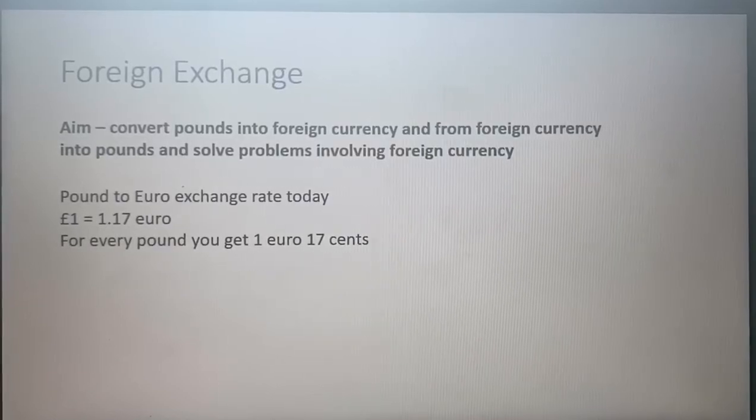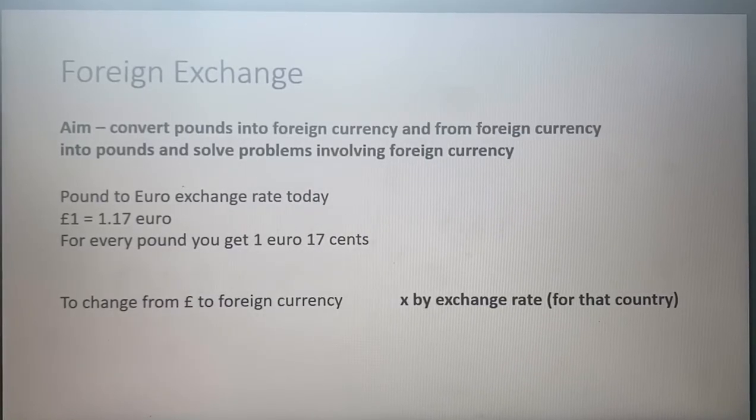In other words, to exchange £1, you would receive €1.17. So in order to use that in calculations, we do this for changing from pounds to foreign currency. We would multiply by the exchange rate for that country. So for instance, we've got euros there, which covers all the countries in the Eurozone in Europe.